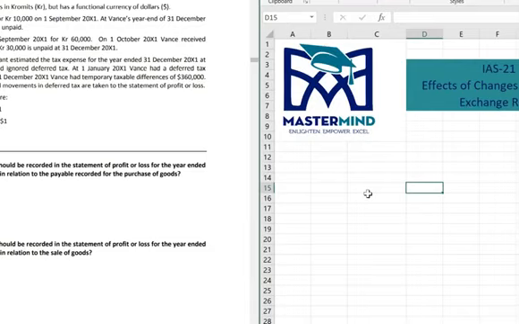The question says Vance buys and sells goods in Cromets, but has a functional currency of dollars. All right. Vance purchased goods for 10,000 Cromets on 1st September 20x1. At Vance year end of 31st December 20x1, this amount remains unpaid. So basically, there's a payable that is unpaid on 31st December 20x1 of 10,000 Cromets, right?